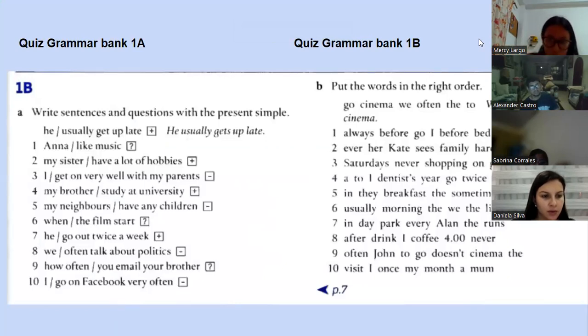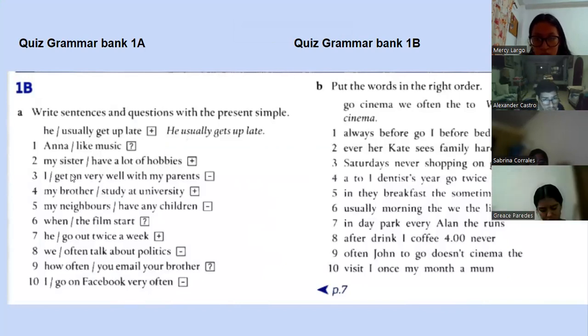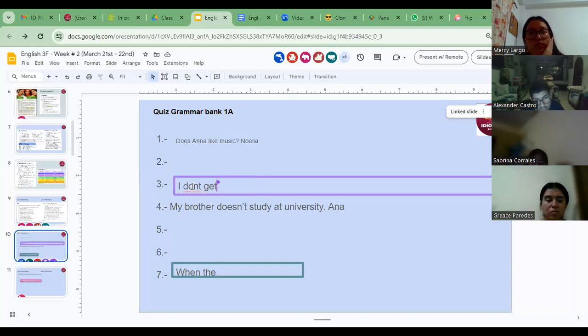I don't get very well. Get on es un phrasal verb. Get on significa como que no se lleva bien, ¿no? A veces sucede. We might get on well or we might not get on very well with people, right? So I don't get on very well with my parents. And this is what you should write on number 3.